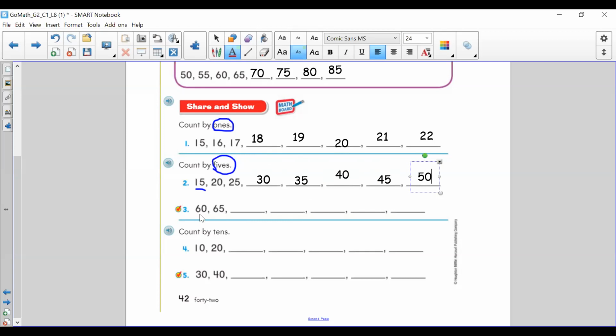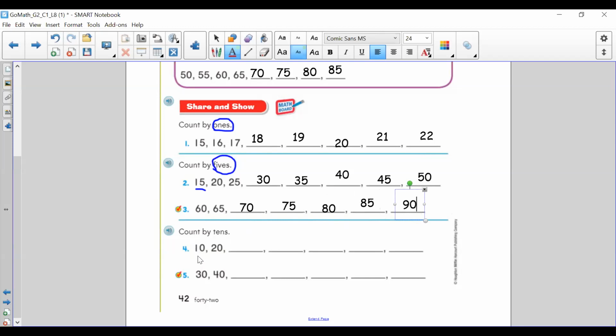Did you get all those? I hope so. So let's start at 60. 60, 65, 70, 75, the next 10, 80, 85, and the next 10, 90. So for each 10, there's 2 numbers. See, 60 and 65, 70 and 75, 80, 85, 90, and then if we kept going, it would be 95.